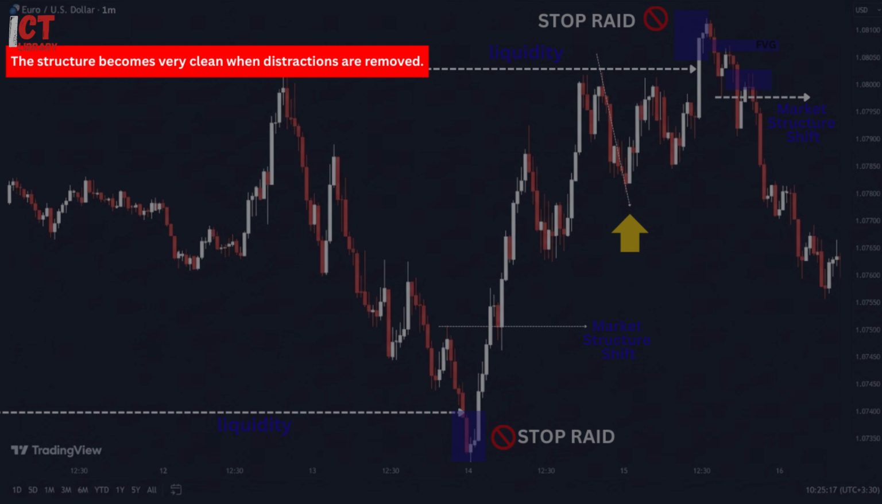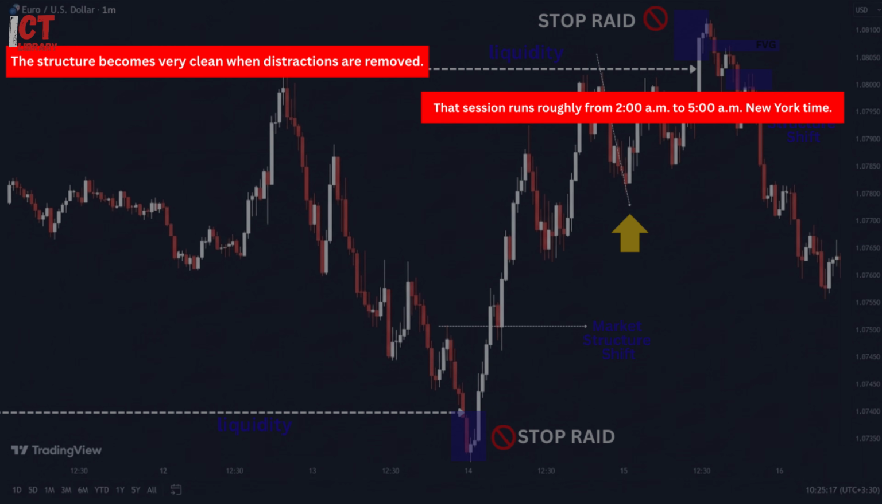Now think about how to apply this practically. First, focus on the London session. That session runs roughly from 2 a.m. to 5 a.m. New York time. Identify the highs and lows formed during that period. Those levels are extremely important, because the market often sweeps above or below them later.